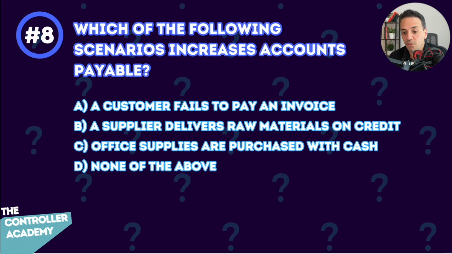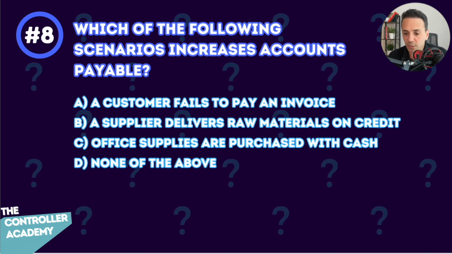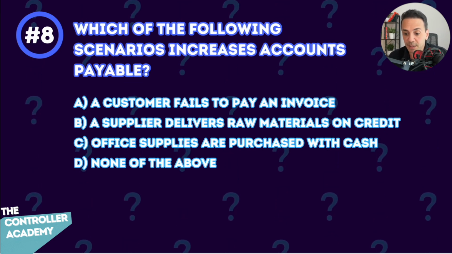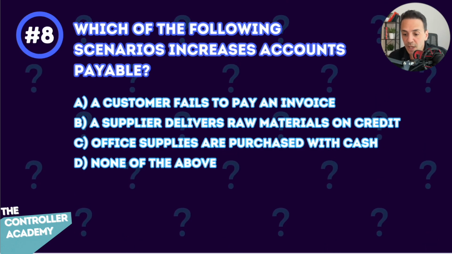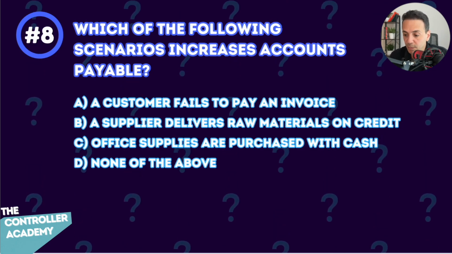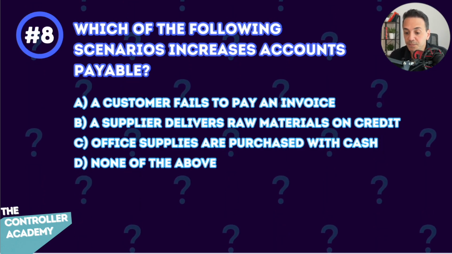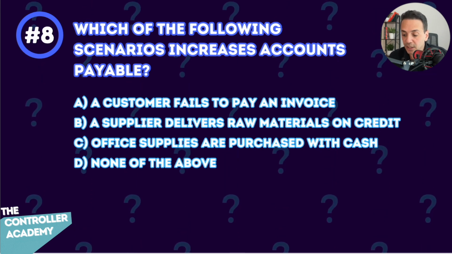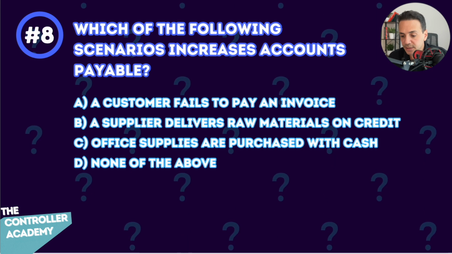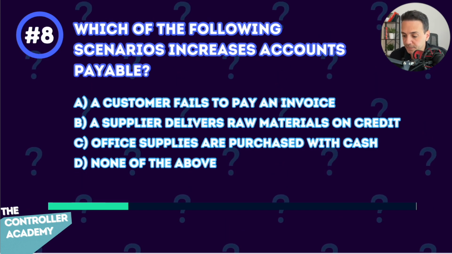All right. For question 8, which of the following scenarios increase accounts payable? A, a customer fails to pay an invoice. B, a supplier delivers raw materials on credit. C, office supplies are purchased with cash. D, none of the above. Let's give 10 seconds here.